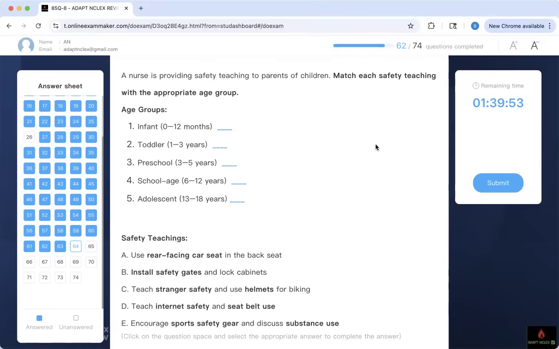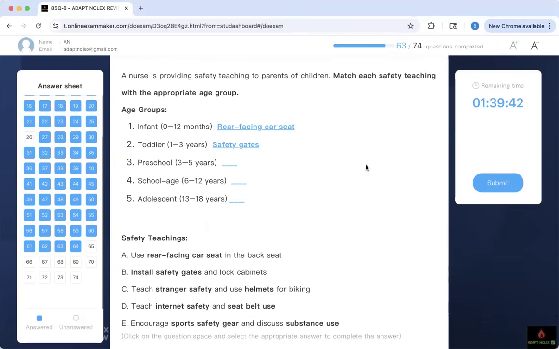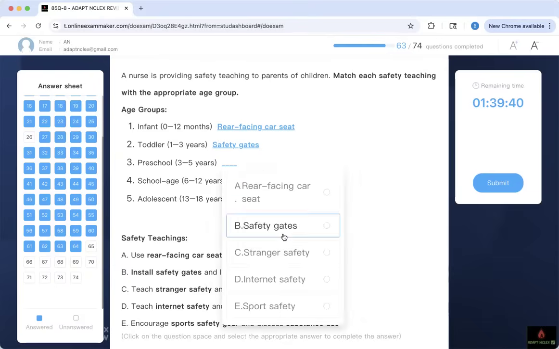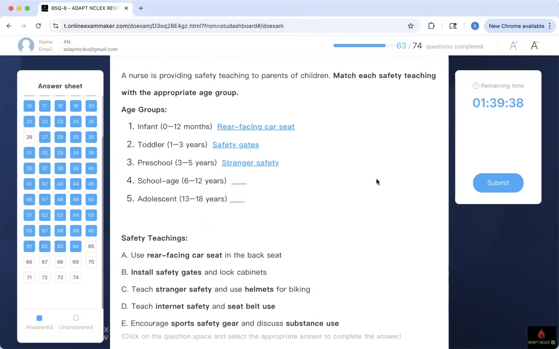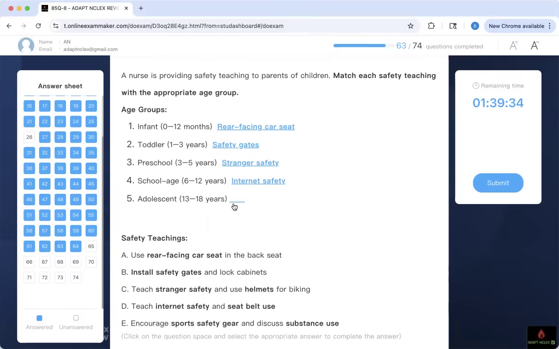You match them? Which one? Infant, car seat is our problem. Toddler? Well, what do you think? Gate, so that they don't fall. Preschool, stranger, so they don't get snatched away. School age, internet. And adolescent, sports, you get injured.